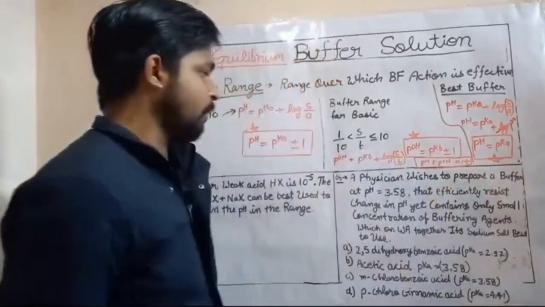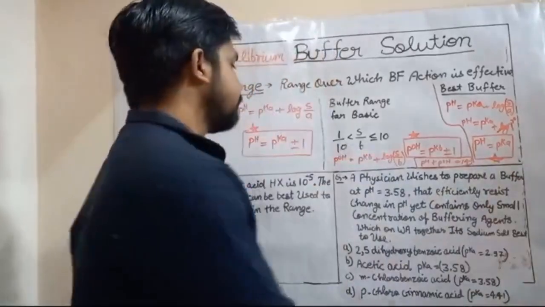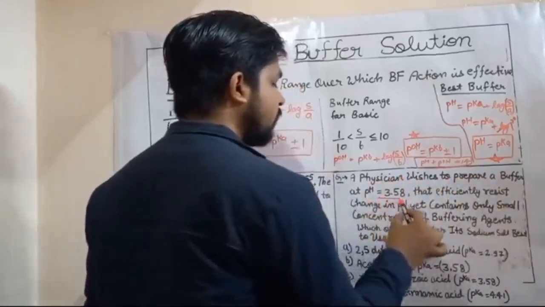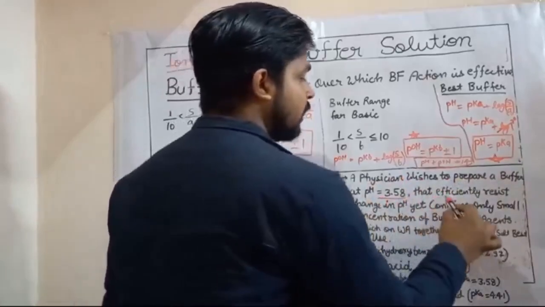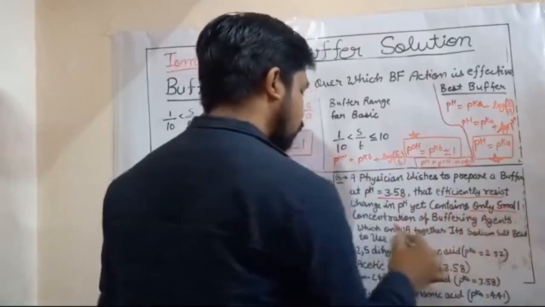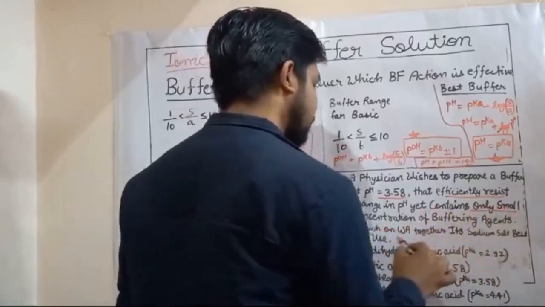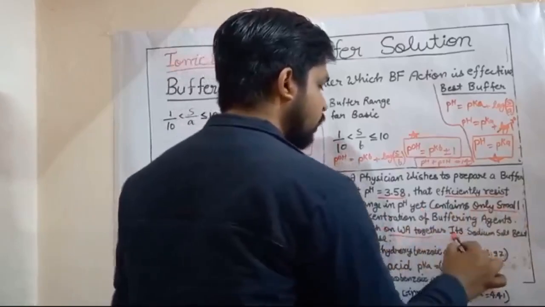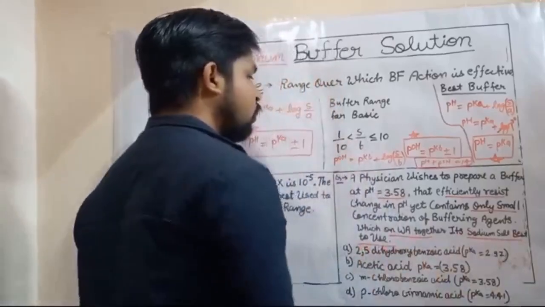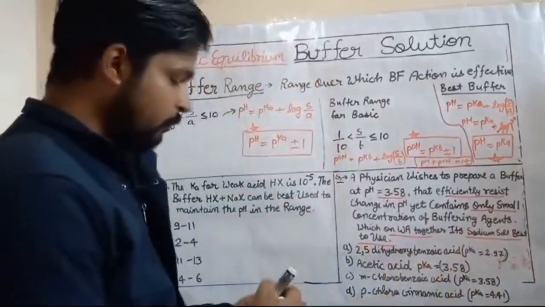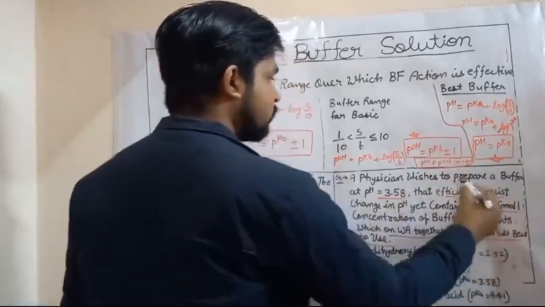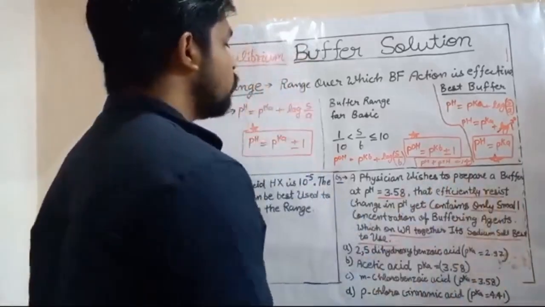Okay student, question: a physician wishes to prepare a buffer at a pH of 3.58 that effectively resists change in pH, yet it contains only a small concentration of buffering agent. Which weak acid together with its sodium salt is best to use? So here it asks which weak acid, with its sodium salt, to take to prepare the buffer. Here our concept is buffer.